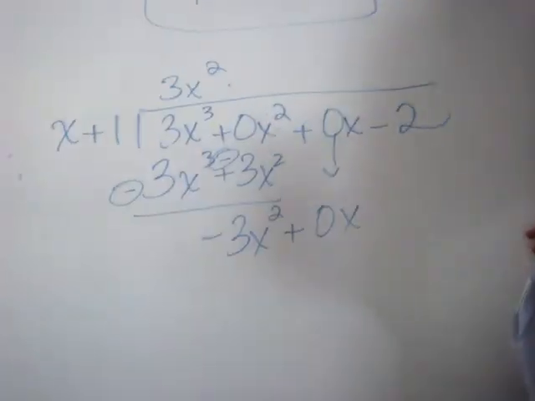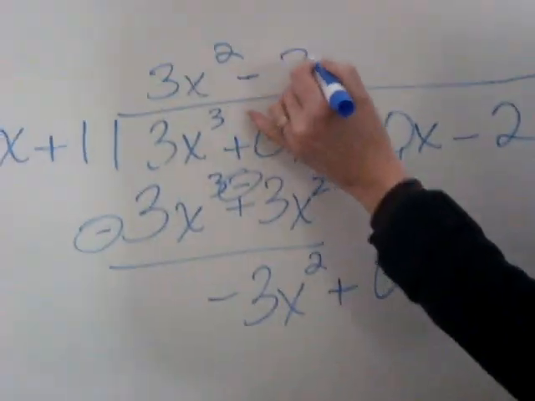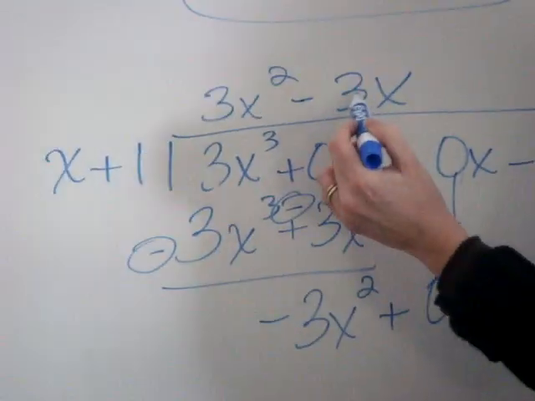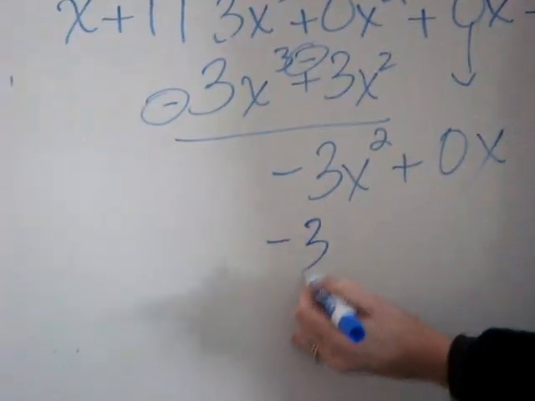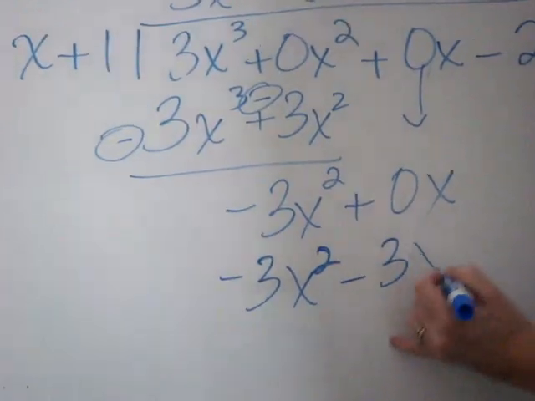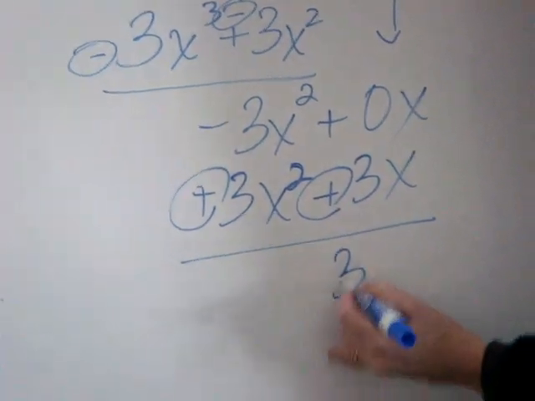Most of you got this right except for the remainder. So then we need a negative 3x, because you want to get exactly this one. So negative 3x times x is negative 3x squared. Negative 3x times 1 is negative 3x. You just have to be really careful in this. Change your signs and add.